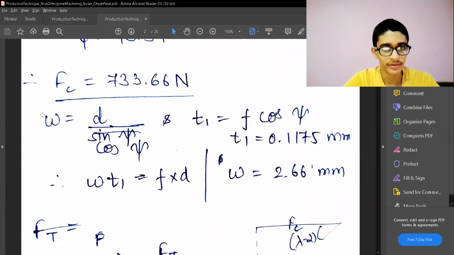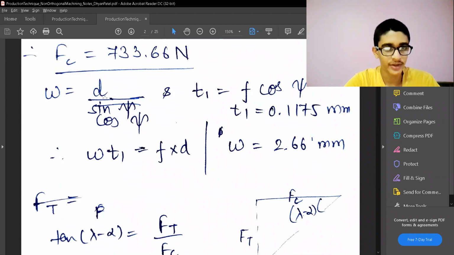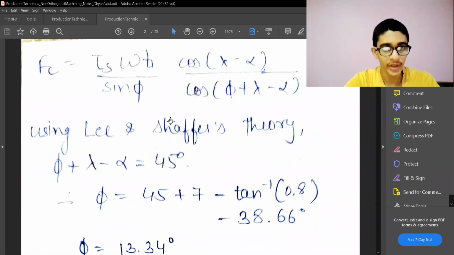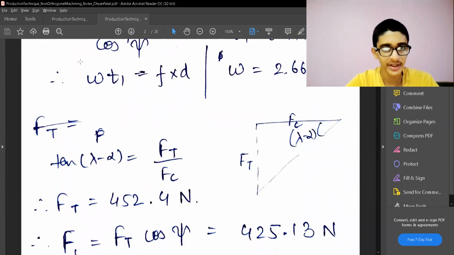Now we had to use W and T1. W was not given, depth of cut was given, and T1 was also not given, feed rate was given. But the beauty is that over here we have W into T1 as a factor. If we multiply W into T1, we get D into F, cos phi, cos psi and cos i in numerator and denominator, which get cancelled. So there is no effective change in my equation. I have directly replaced W with D and T1 with F, and the angle doesn't matter to me. So W T1 is equal to F D.